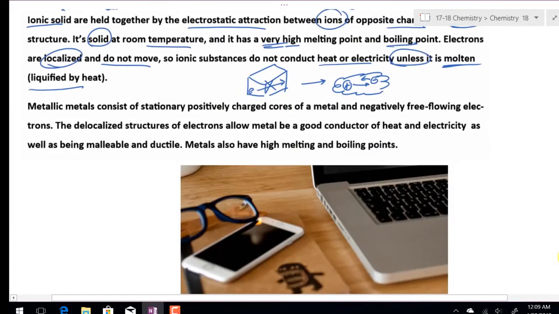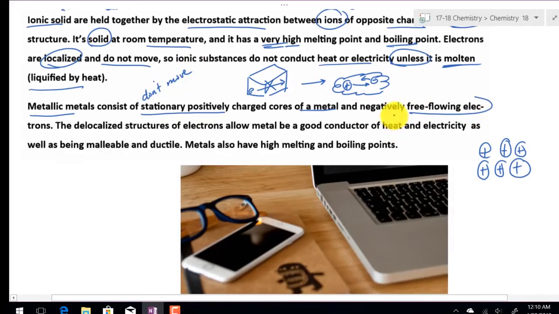Right below, we have metallic metals. Strong, but not as strong as ionic substances. A metallic metal consists of stationary positive charges, the cores of the metal, and surrounding that, we have free-flowing electrons. Stationary means you don't move, you just stay there. But free-flowing means you are constantly moving.